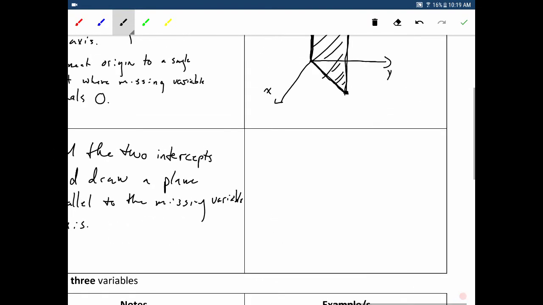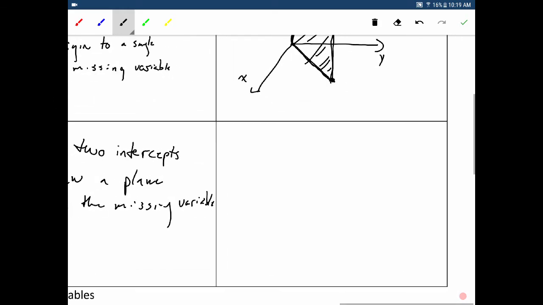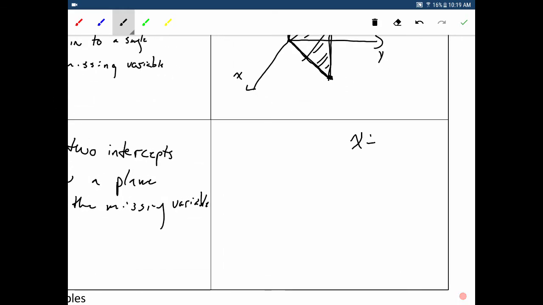So, example here. Let's say this time I'm going to say x plus y equals 2. So I guess the equation would be x plus y minus 2 equals 0. You could rewrite that as x plus y equals 2, but it doesn't make a difference. Okay, it's the same thing.